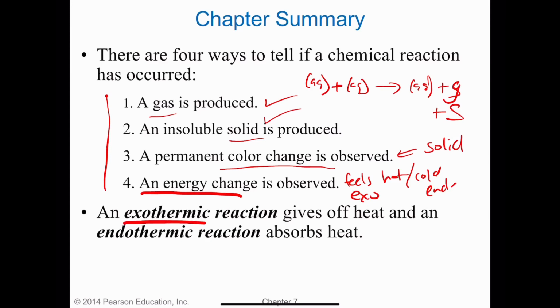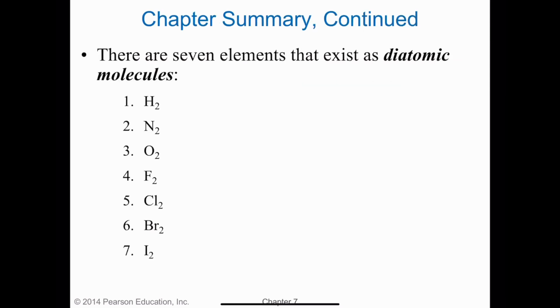Exothermic is when it gives off heat, so it feels hot to you as the observer that's part of the surroundings, and it's endothermic if it absorbs heat, so it's extracting heat from the surroundings, which includes your hand if you're holding the test tube. And then we also mentioned, which I had mentioned before, there's 7 diatomics. You need to memorize these.